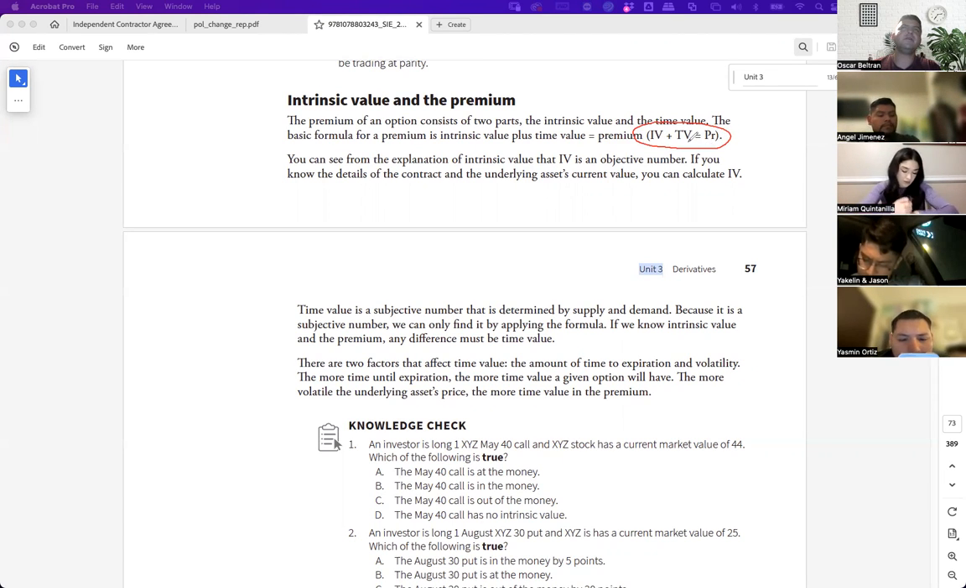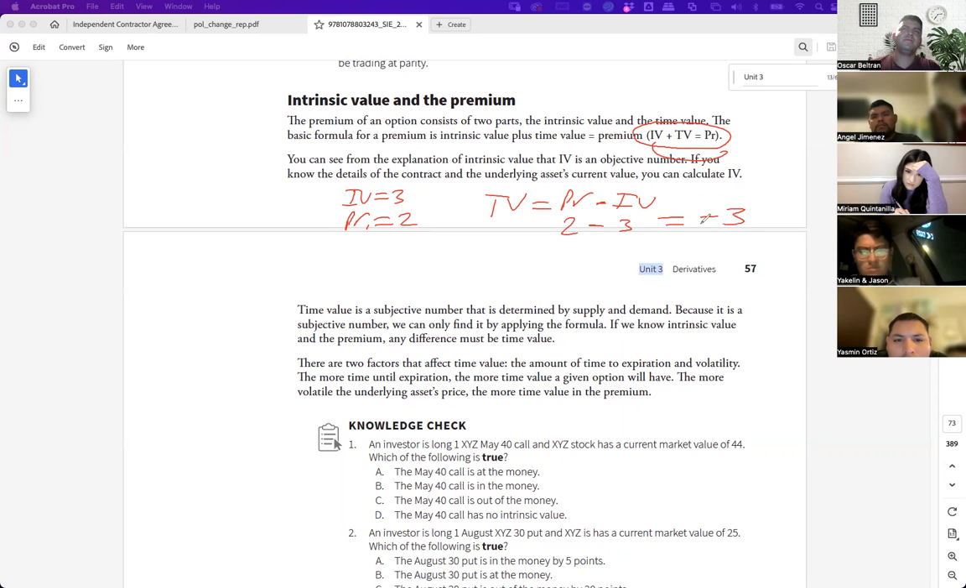Okay, so let's say that they want you to find the time value, but they gave you the premium and they gave you the intrinsic value. So let's say IV equals 3, premium is equal to 2. All you gotta do is TV equals, moving to the right-hand side, premium minus IV, so 2 minus 3, which is -1. But once in a while, they'll throw this on the exam. It's like the only equation you kind of have to memorize for options. Any questions right here? This is like basic algebra.